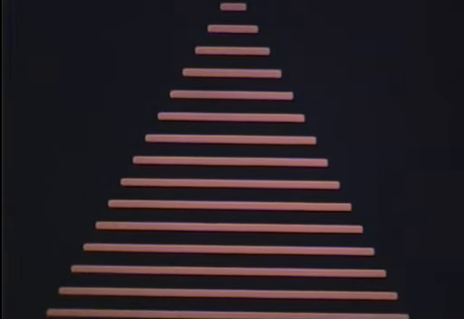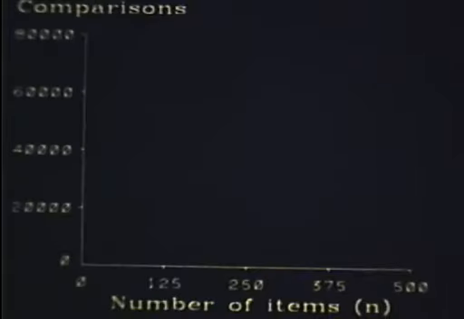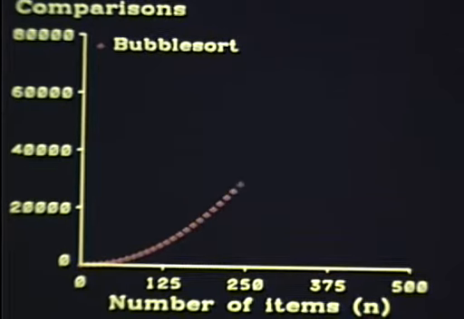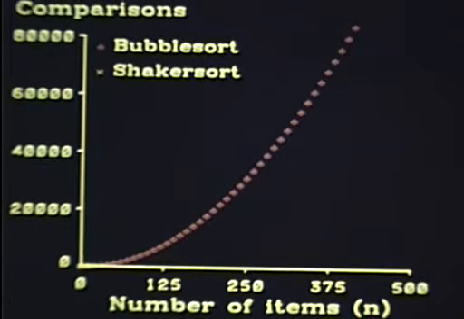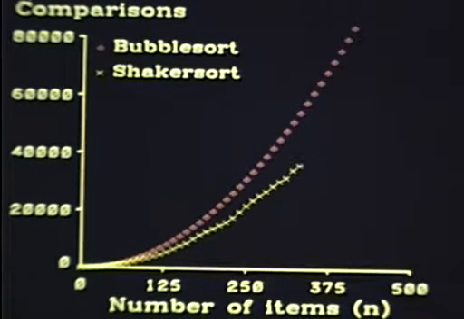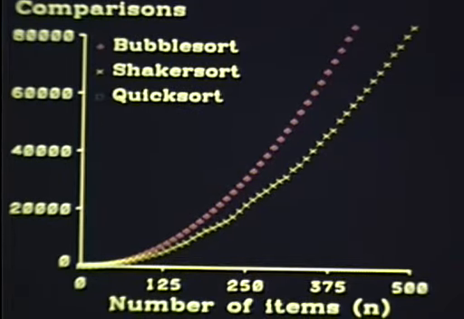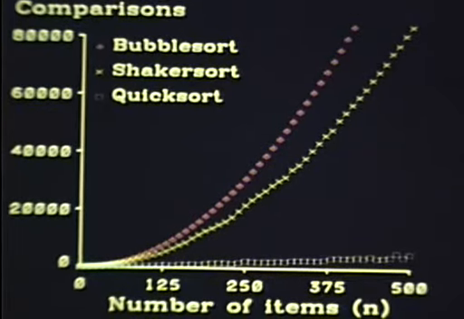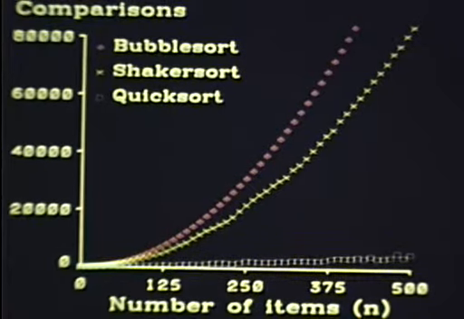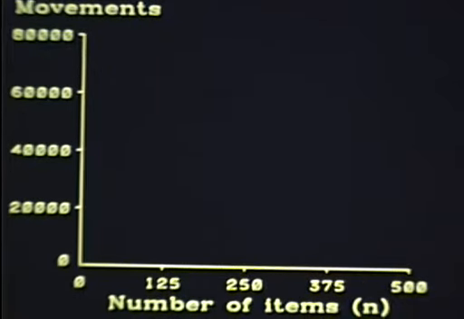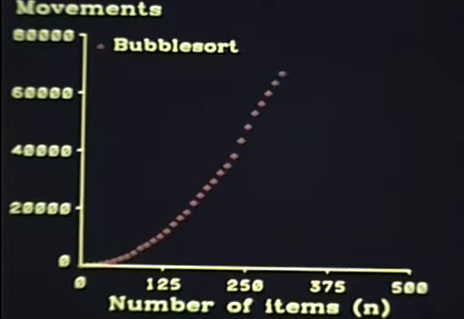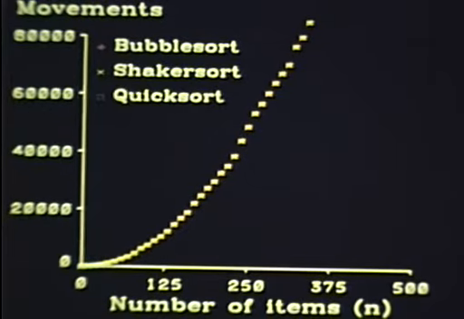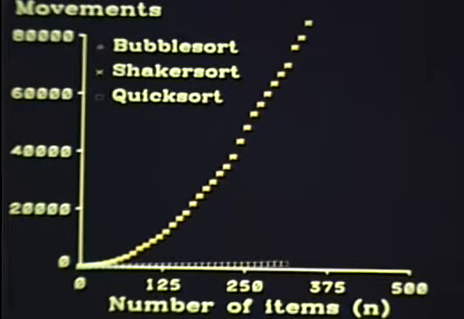How much better is the quick sort than the bubble sort and the shaker sort? We again resort to experiment. The number of data movements for the shaker sort is identical to those of the bubble sort because the exact same exchanges are done, albeit in a different order.